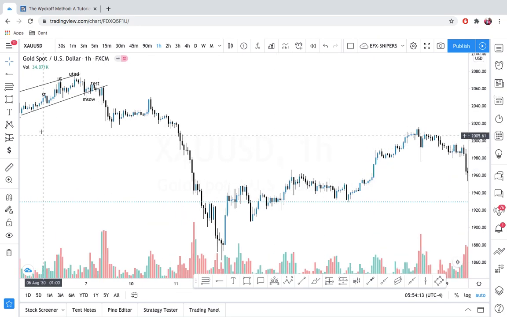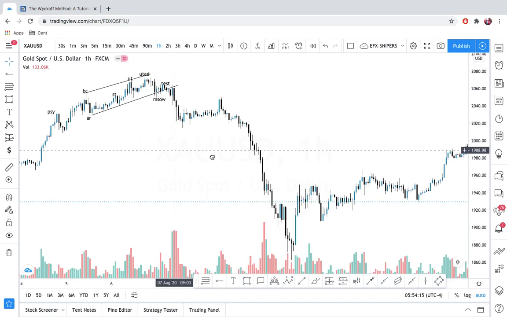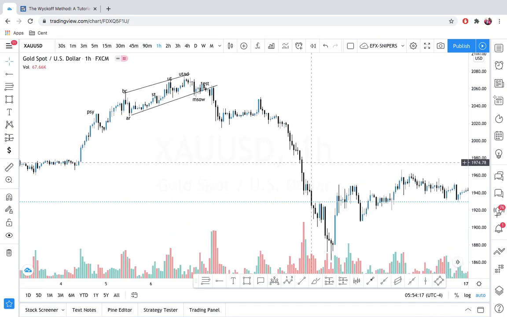Guys, I don't know what is happening with my computer today. Okay, here market was pushing up. You see, stuck.